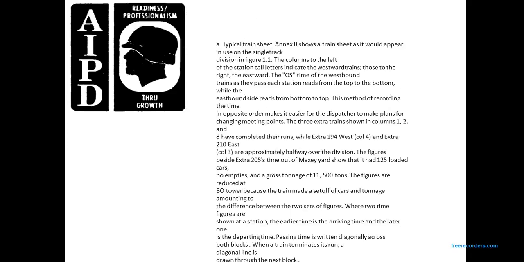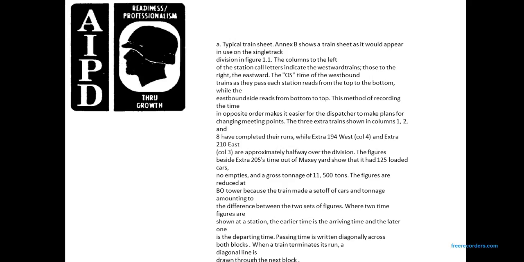A. The typical train sheet. Annex B shows the train sheet as it would appear on the single track division, figure 1-1. The columns on the left show station letters indicating the westbound trains, those on the right the eastbound trains. The OS time for the westbound passing of each station reads top to bottom, while the eastbound side of the road reads bottom to top.